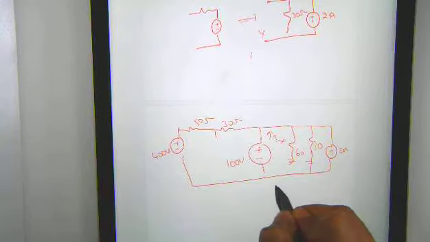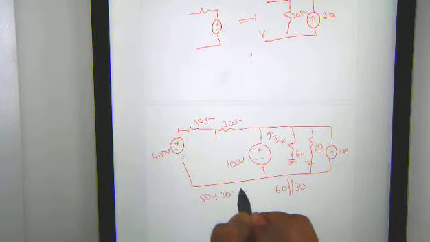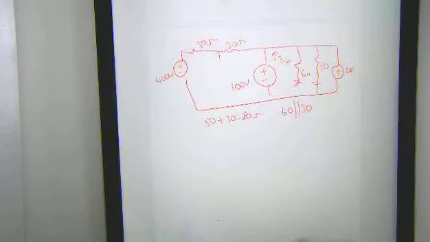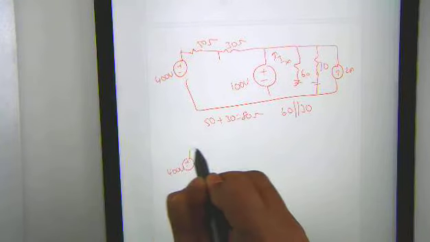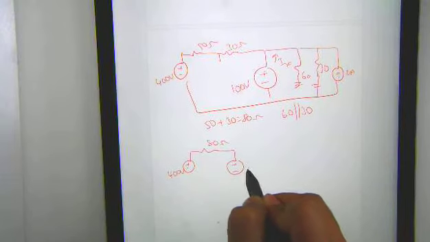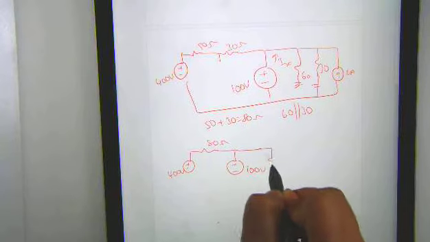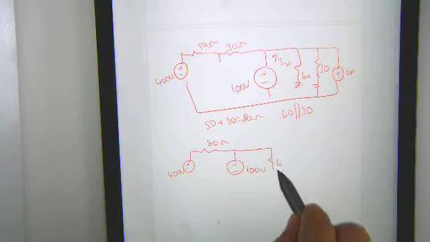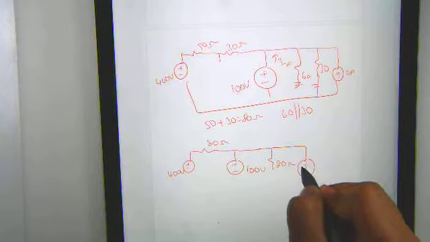Now we can combine 60 parallel with 30, and you can combine here 50 plus 30, 80 ohms. So after simplifying this, we will end up with a 400 volt, 80 ohms, 100 volt, 20 ohms, 2 ampere.